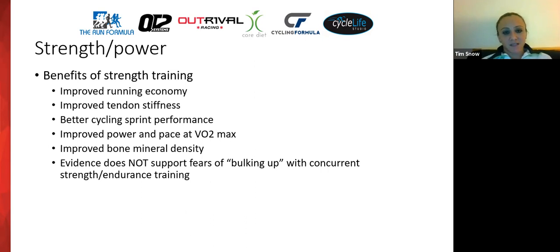This can improve cycling's sprint performance, which might not be our biggest concern if we're going to race an Ironman, but there's always somebody who doesn't want to let you get past and you have to pick up the pace there. This strength training can improve power and pace at VO2 max. So when we're at our high intensity stuff, maximal output of oxygen consumption, that will make us able to go faster or push out more power at that consumption.